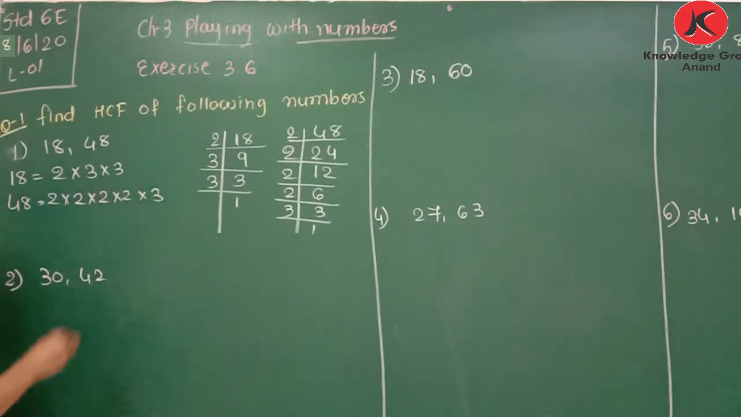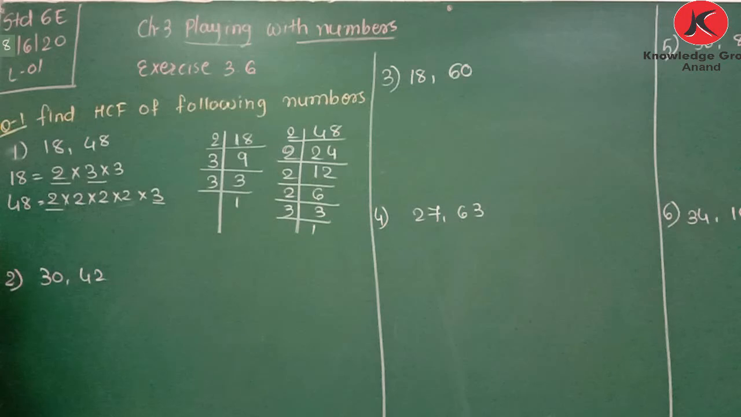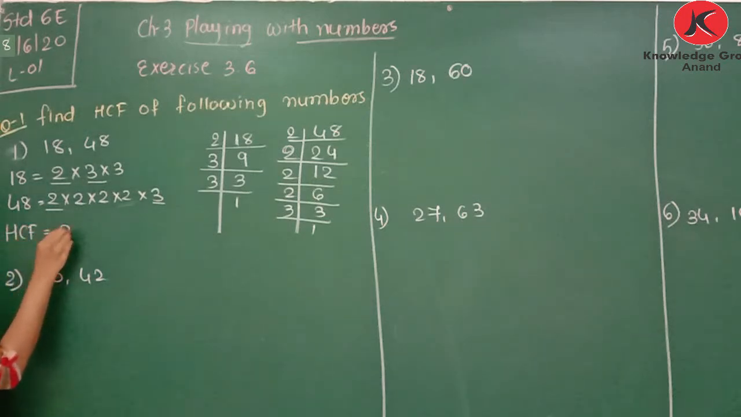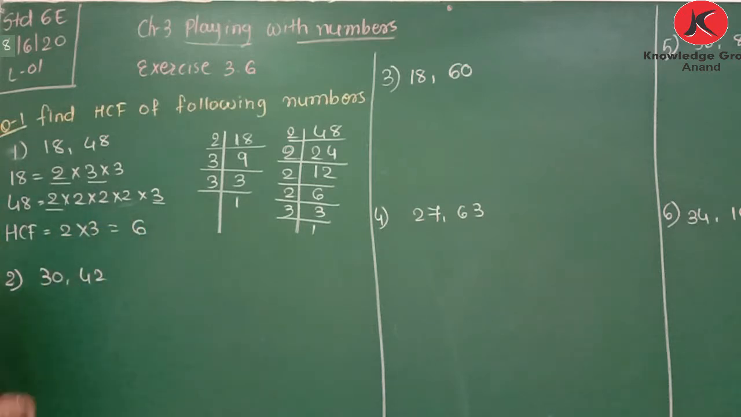Which are the common? 2, 3. Remaining numbers are not common, so we can write HCF, highest common factor, that is 2 multiply 3 is 6. Clear? Now next 30 and 42.